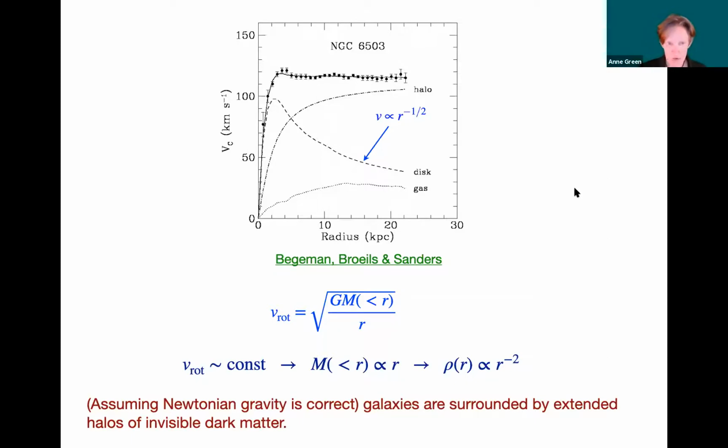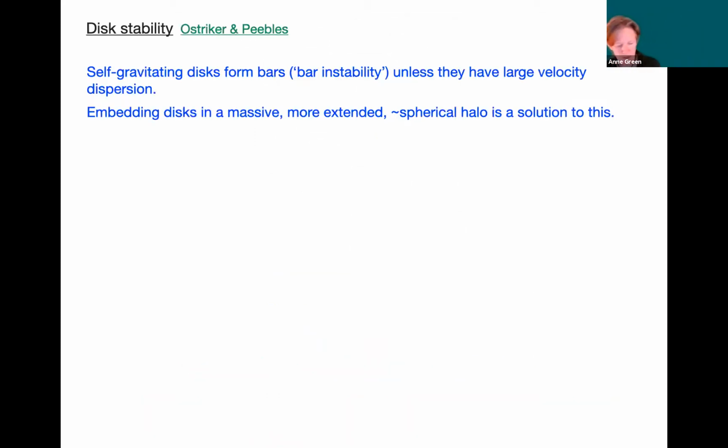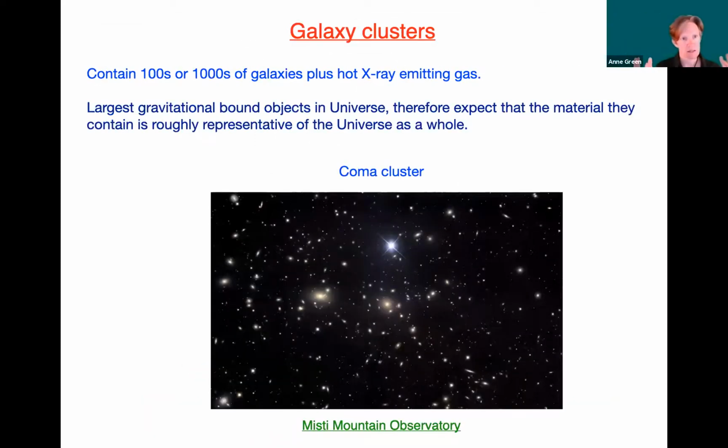So let's move out in scale from individual galaxies to galaxy clusters. Galaxy clusters are groups of tens, hundreds, or thousands of galaxies that are held together by gravity. As well as containing galaxies, they contain lots of hot gas that emits X-rays. And they are the largest objects in the universe that are held together by gravity.